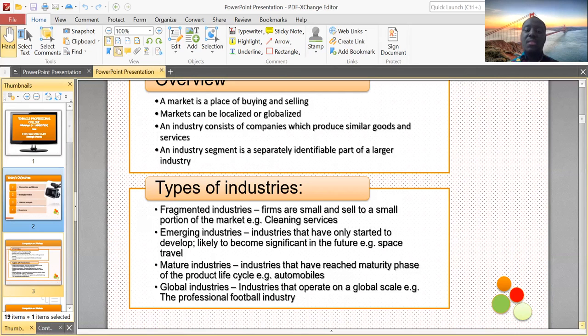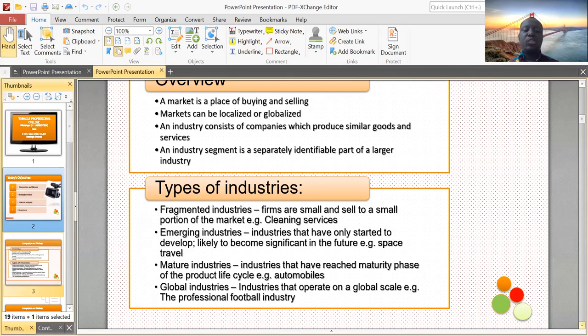These are industries that have started to develop. It's possible that they will become well-known in the future, but they've only started emerging. So a typical example is space travel. Right now, people are looking into space travel as an industry. So that's an emerging industry.